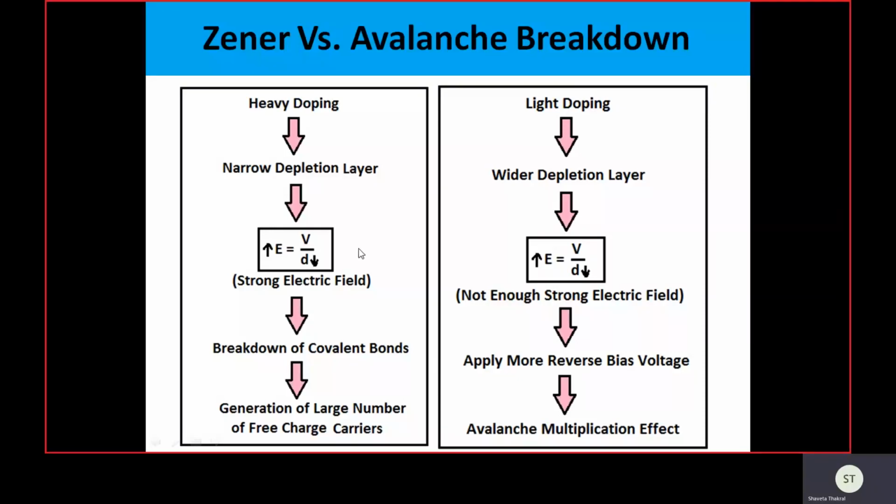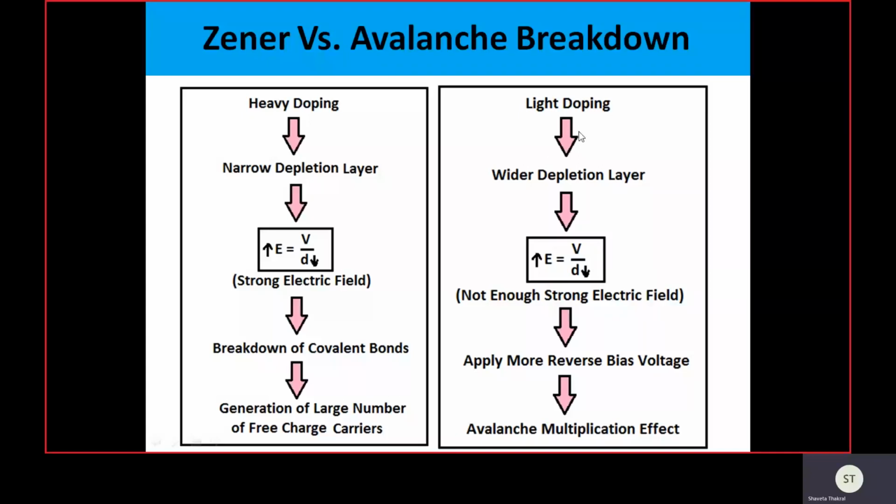And we know a very important relation, that is E is equal to V divided by D. E is the electric field, V is the applied voltage, and D is the width of the depletion layer. With a narrow depletion layer, D is small, so D is inversely proportional to E. If D is small, E will be comparatively high, meaning a strong electric field will be produced. A strong electric field causes breakdown of the junction, and because of the breakdown of covalent bonds, a large number of free charge carriers will be generated.